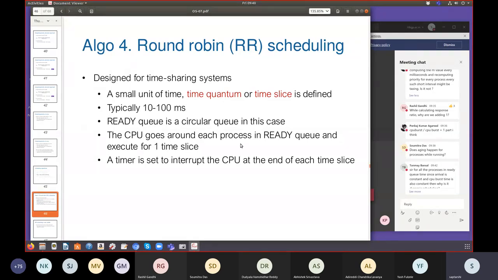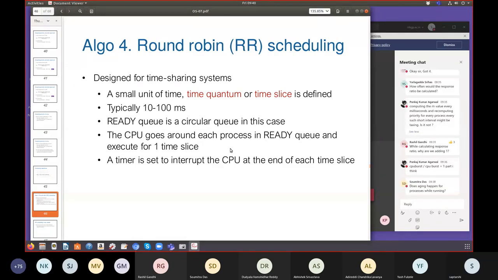Okay, so this is more like what we have been discussing. There is a particular time slice or time quantum, and there is a ready queue, which is maintained as a circular queue. The CPU goes around each process in the ready queue and executes it for one time slice. Right. So, what do you think? This mechanism is preemptive or non-preemptive?